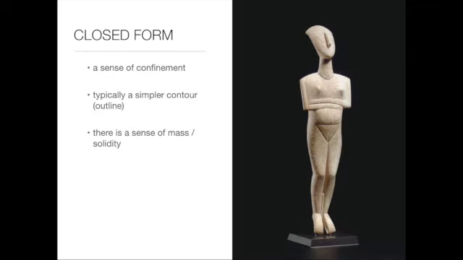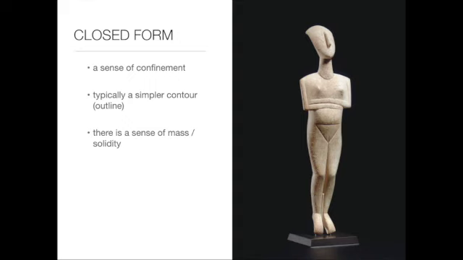Closed forms, on the other hand, have an outer contour that is pretty simple. So in this piece here from pre-ancient Greece, the Cycladic culture, we have a very simple outer contour. The arms are bound in together, the elbows are kept close to the sides of the body, the knees are close together, the ankles are close together, so that there's an increased sense of the overall mass of the object. It looks visually a little bit heavier because those windows that we saw in the previous example aren't there to visually lighten the object.